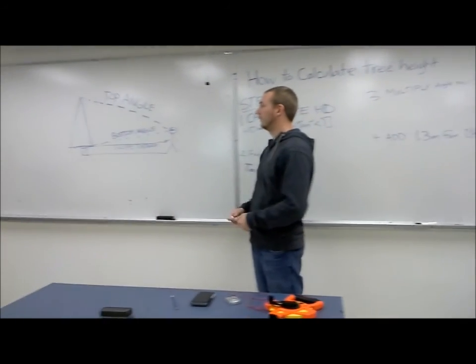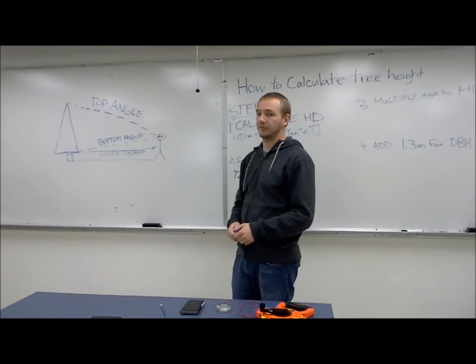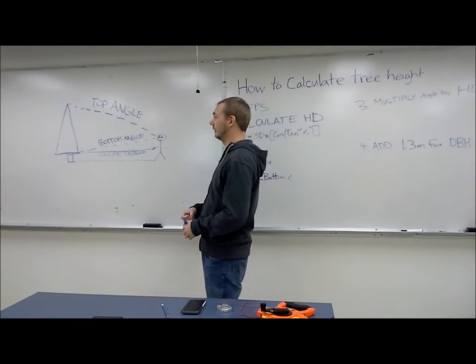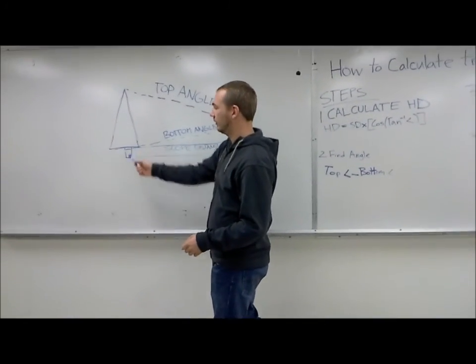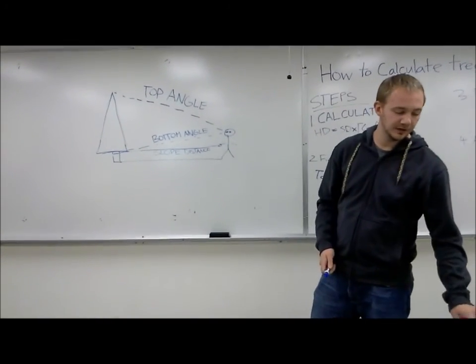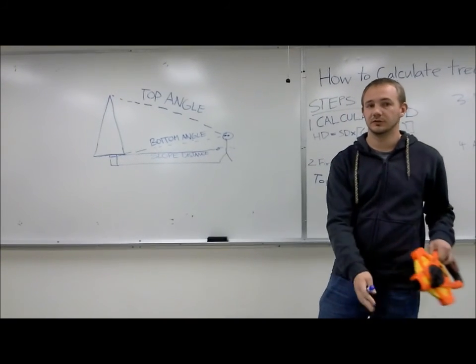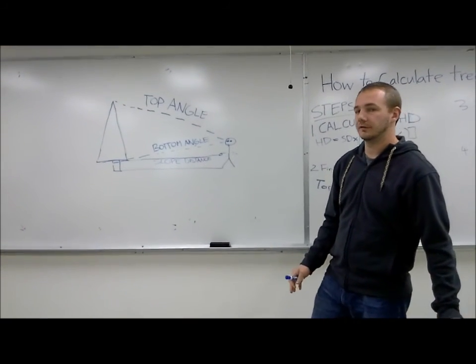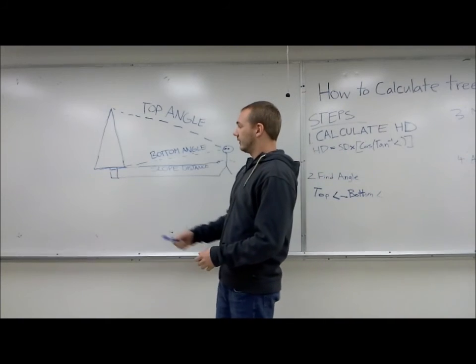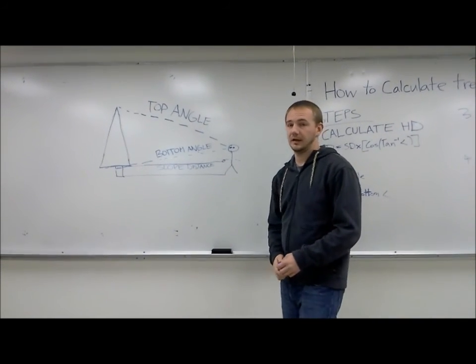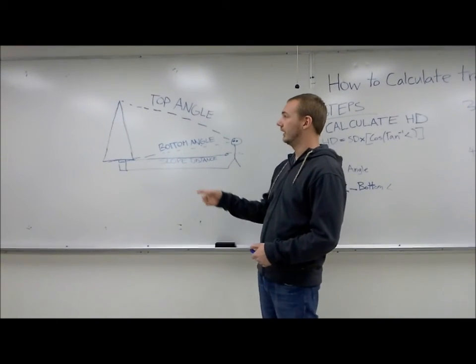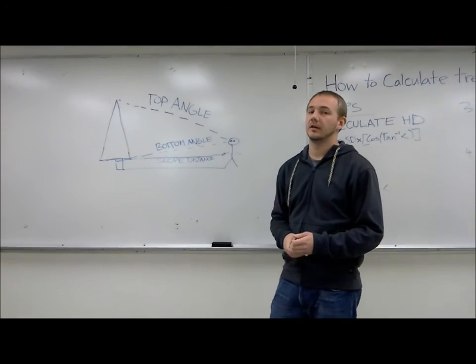On this board over here, it's got our diagram of how to go about taking the measurements out in the field. First off, you're going to need somebody holding one end of the tape at DBH, which is 1.3 meters off the ground. Next up, another member of your team is going to walk the Eslon tape out until they can get an accurate sighting of the top of the tree.